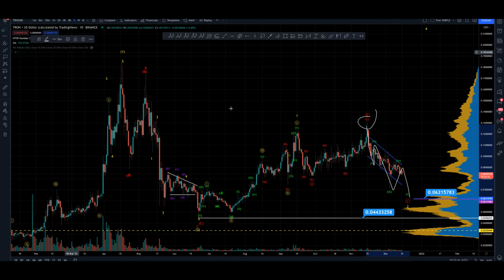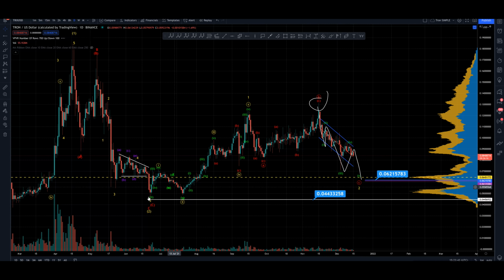These two levels down here represent the 78.6% overall retracement of this wave 1 at minor degree, plus the 1.618 extension of the A from the B to find the C in an expanding flat. B went higher than the A, so this is an expanding flat. We've already broken the low of the A, so it's not a running flat.